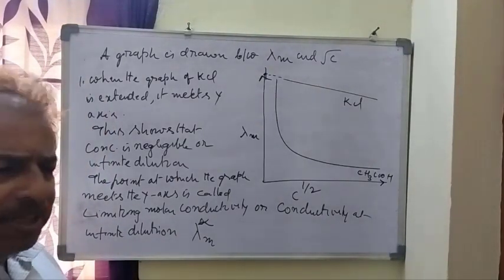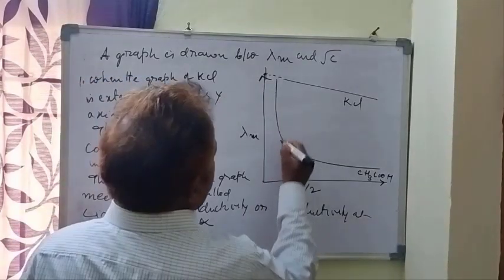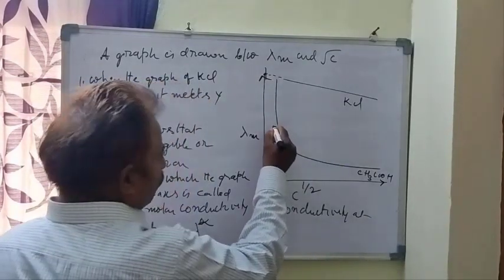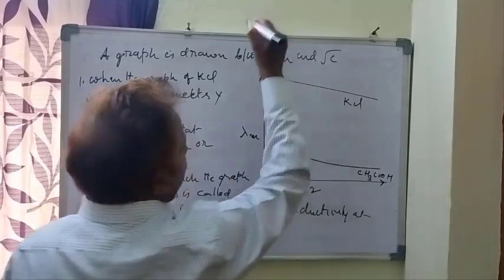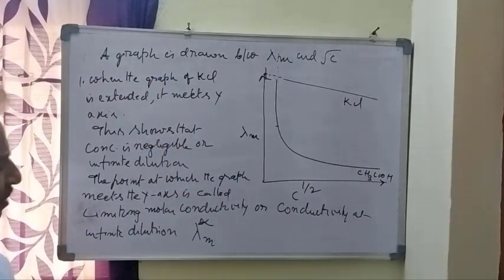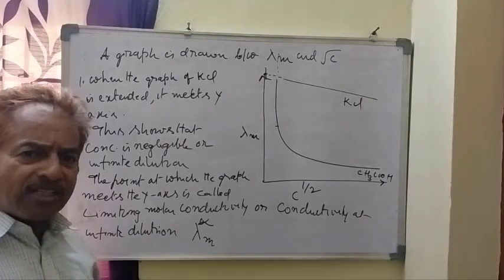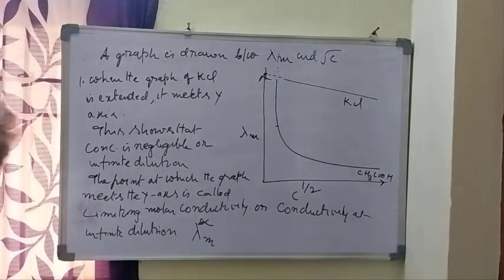Then what about weak electrolytes? For weak electrolytes, see here, from here the graph goes parallel to the y-axis. Therefore, even if you extend this graph, it does not meet. So for weak electrolytes, the graph does not meet the y-axis.